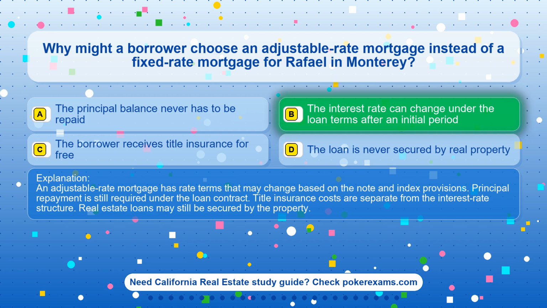Principal repayment is still required under the loan contract. Title insurance costs are separate from the interest-rate structure. Real estate loans may still be secured by the property.